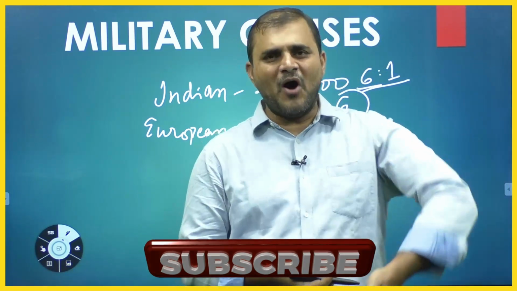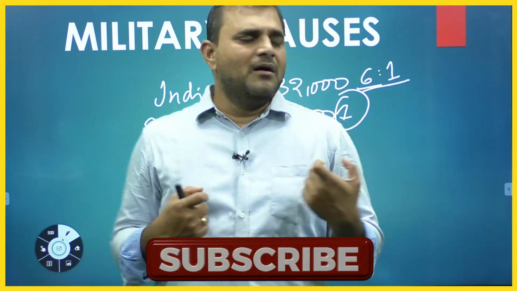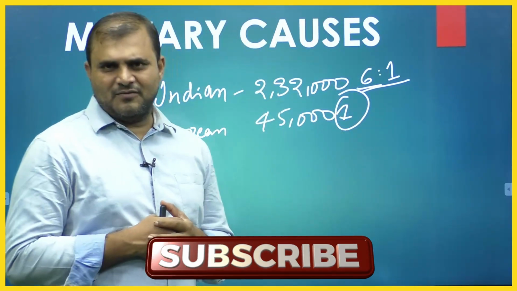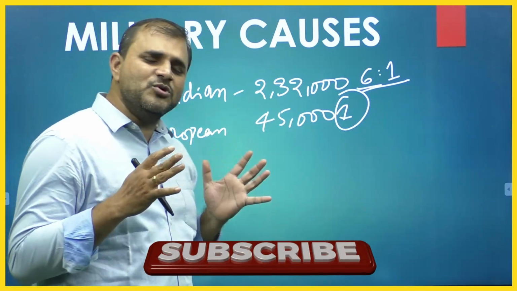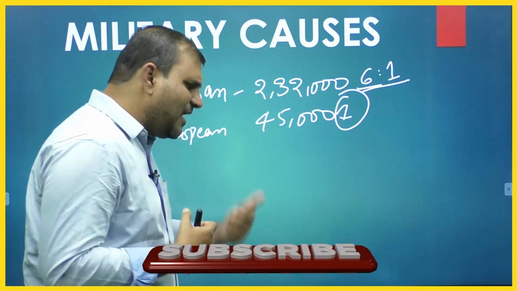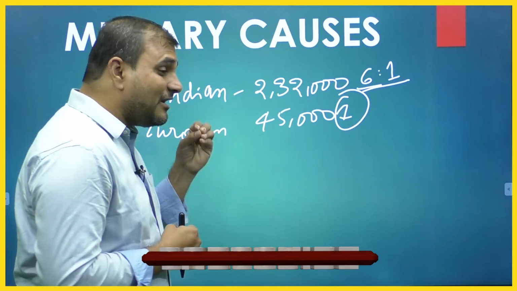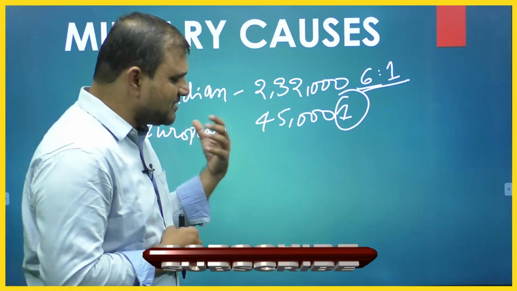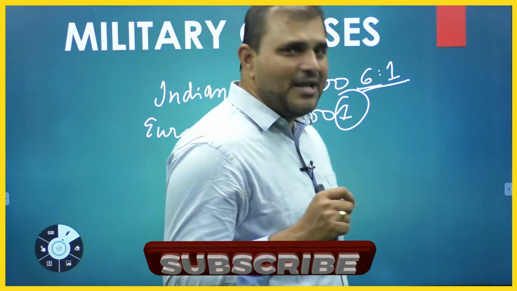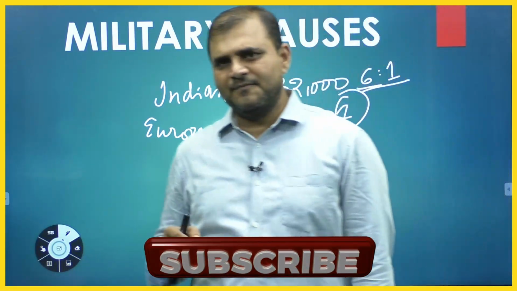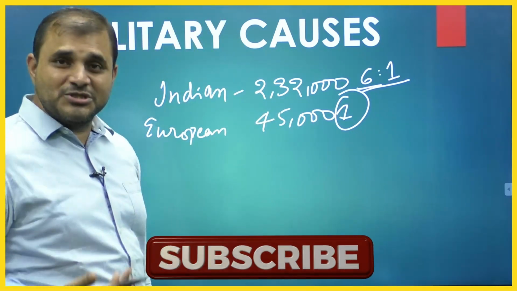Indians were called Sipai, and Europeans were called soldier. Both are doing the same work. For the same work, they should use the same title, the same word. Why were they showing discrimination? People revolted. The Sipais, or soldiers, revolted. The British showed discrimination in salary, and also in ranks and promotions.